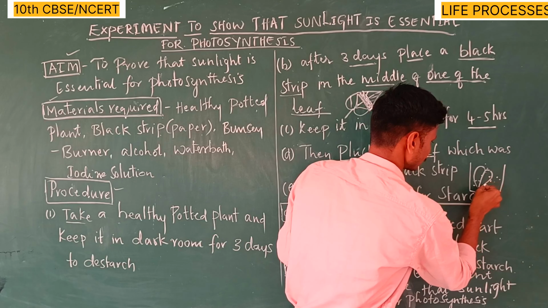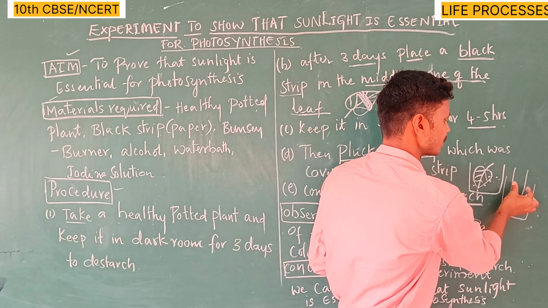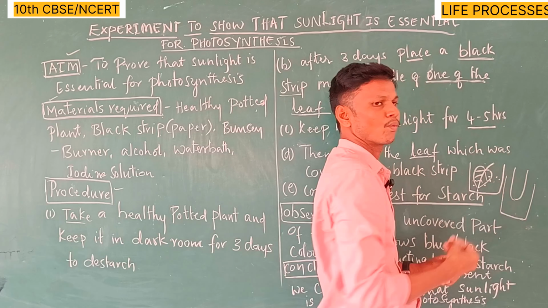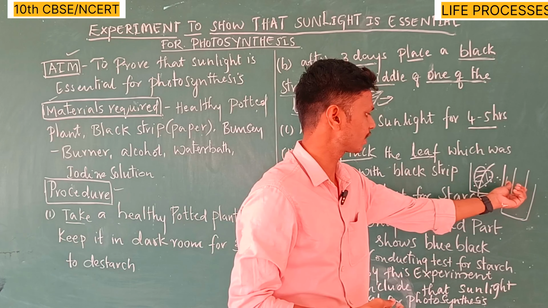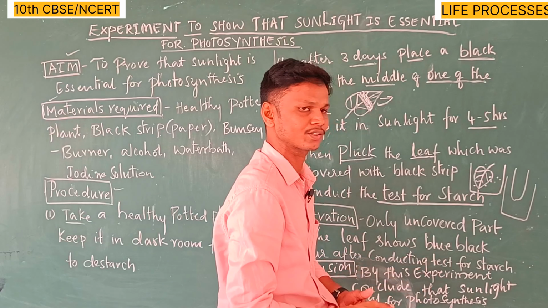You should remove this black strip and boil this leaf in a water bath. Then afterwards, put the same leaf in alcohol. We are not boiling the alcohol directly; we are placing the test tube containing alcohol in a water bath. And you know why: alcohol is highly inflammable and can catch fire.